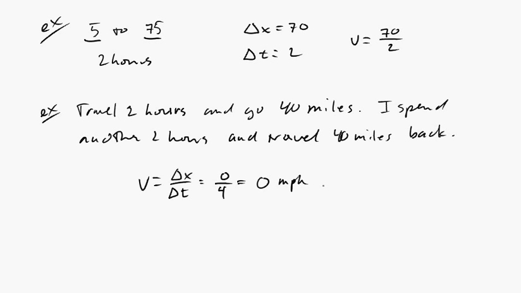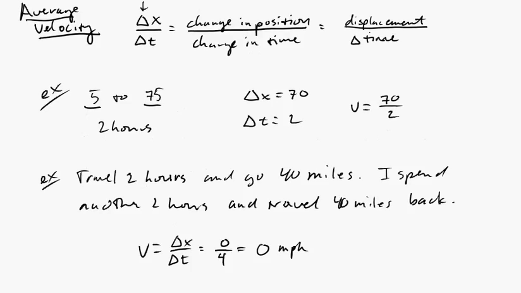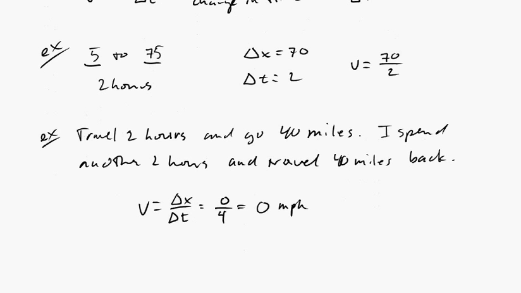So we have to take into account that this is an average, meaning over the entire trip, what was the total velocity, total change divided by the total time. So it can lead to some interesting things.